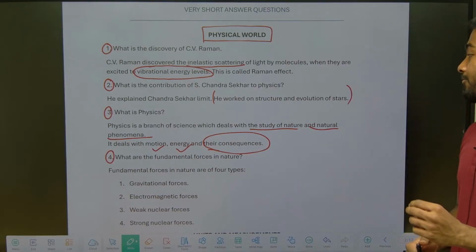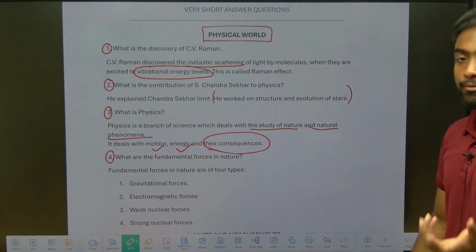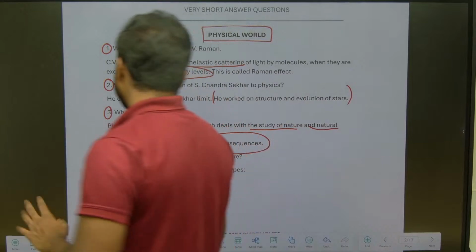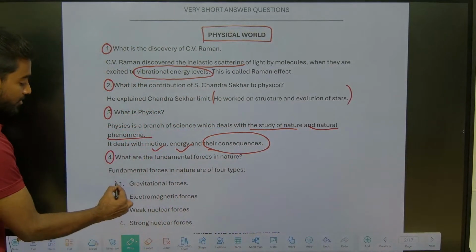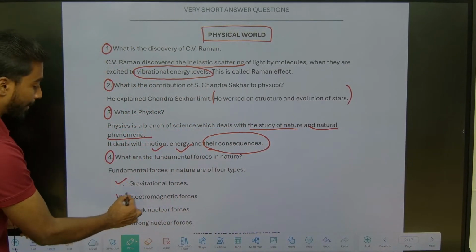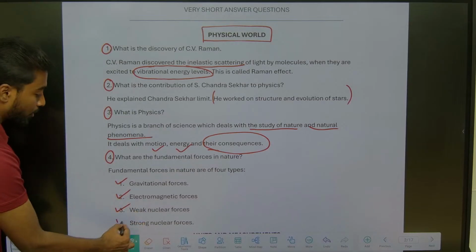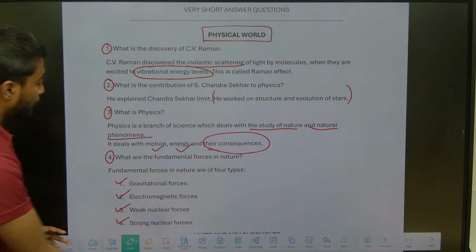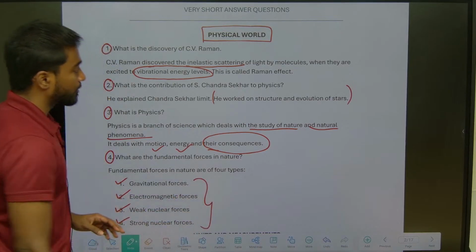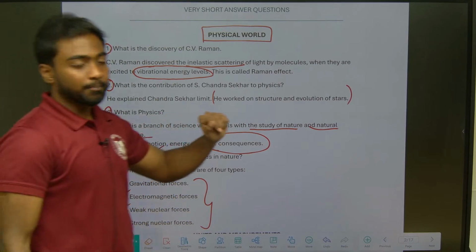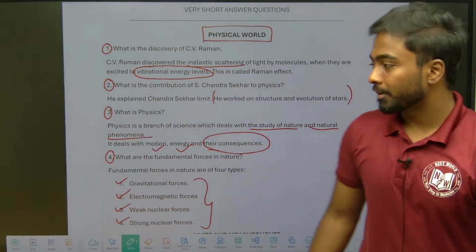And what are the fundamental forces in nature? There are 4 types of forces. One is gravitational force, second is electromagnetic force, third is weak nuclear force and fourth is strong nuclear force. So these are the 4 fundamental forces. This is about the first chapter, the easiest chapter.